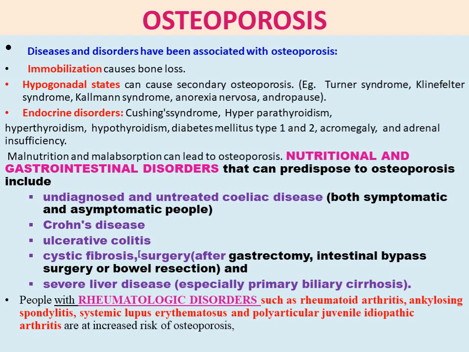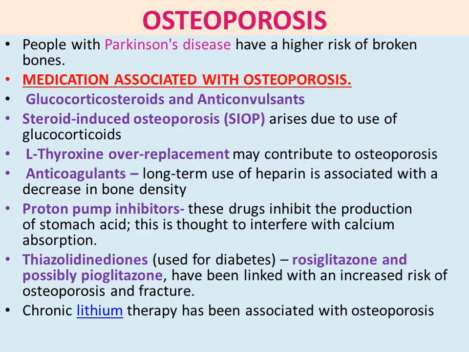Then coming to rheumatological disorders: rheumatoid arthritis, ankylosing spondylitis, systemic lupus erythematosus, and polyarticular juvenile idiopathic arthritis. All these are autoimmune diseases, and patients with them are at increased risk of osteoporosis. Next, people with Parkinson's disease have a higher risk of broken bones. So Parkinson's disease also causes osteoporosis.